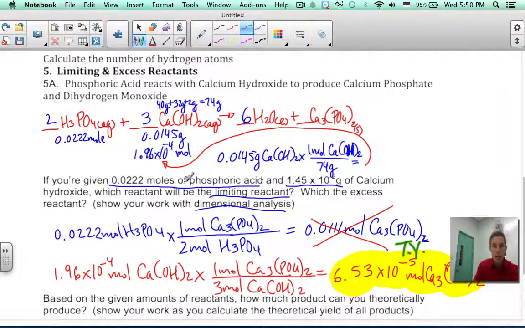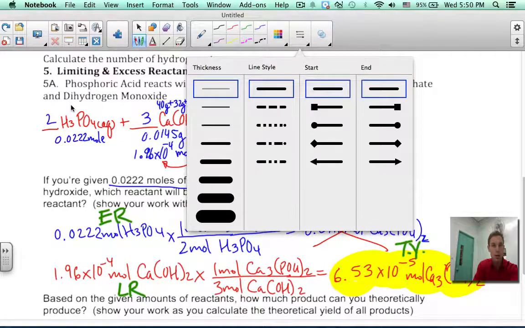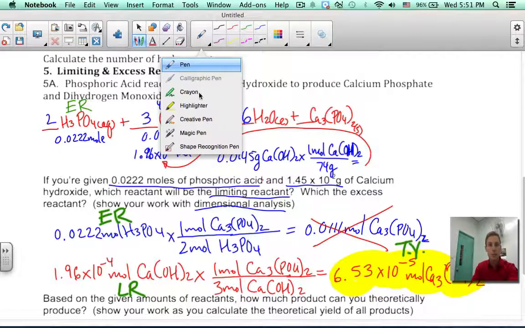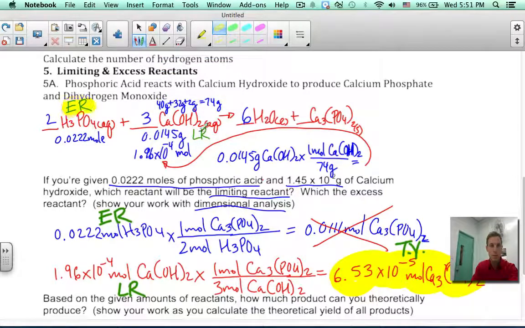I will now label my limiting and excess reactant. This is my limiting reactant. This is my excess reactant. I'll label it up here as well. I'm going to change this so it's a little bit smaller. This is the excess reactant, and I'm going to label it down here, limiting reactant. And I'm just going to highlight it so you can see it later when you go back to the answer key.